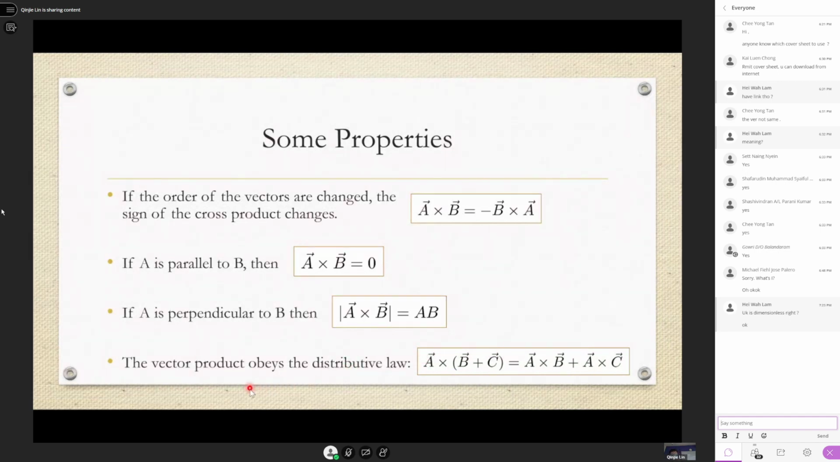Vector product obeys the distributive law, which means A cross a bracket with B plus C inside will be A cross B plus A cross C. So the vector product is like your normal multiplication, in this particular case.